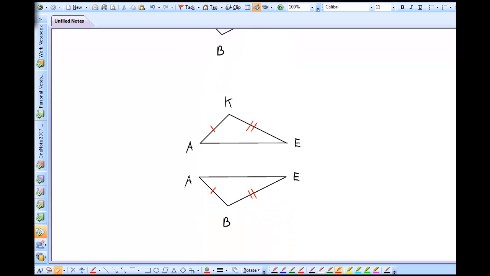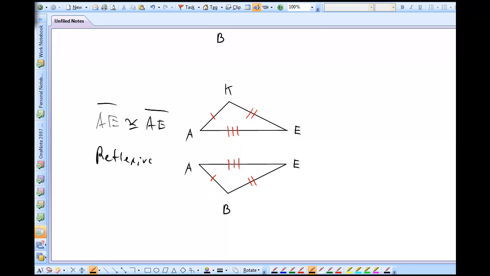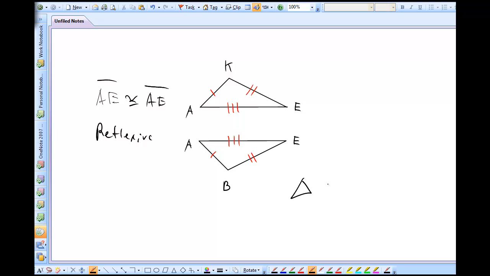If you notice, they both overlap on segment AE. So you could say that segment AE is congruent to the other segment AE, and the reason you'd say that is the reflexive property. Since those are congruent, that means these triangles are congruent. So you can say that triangle AKE is congruent to triangle, let's call this one ABE.